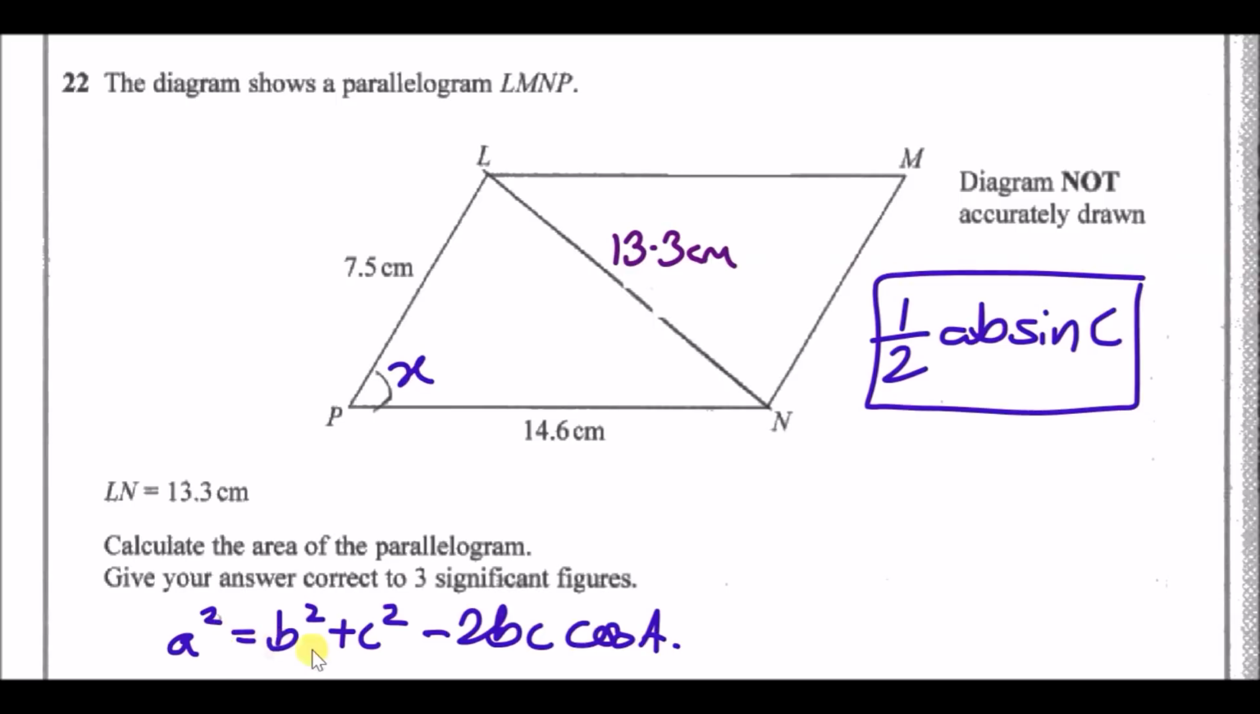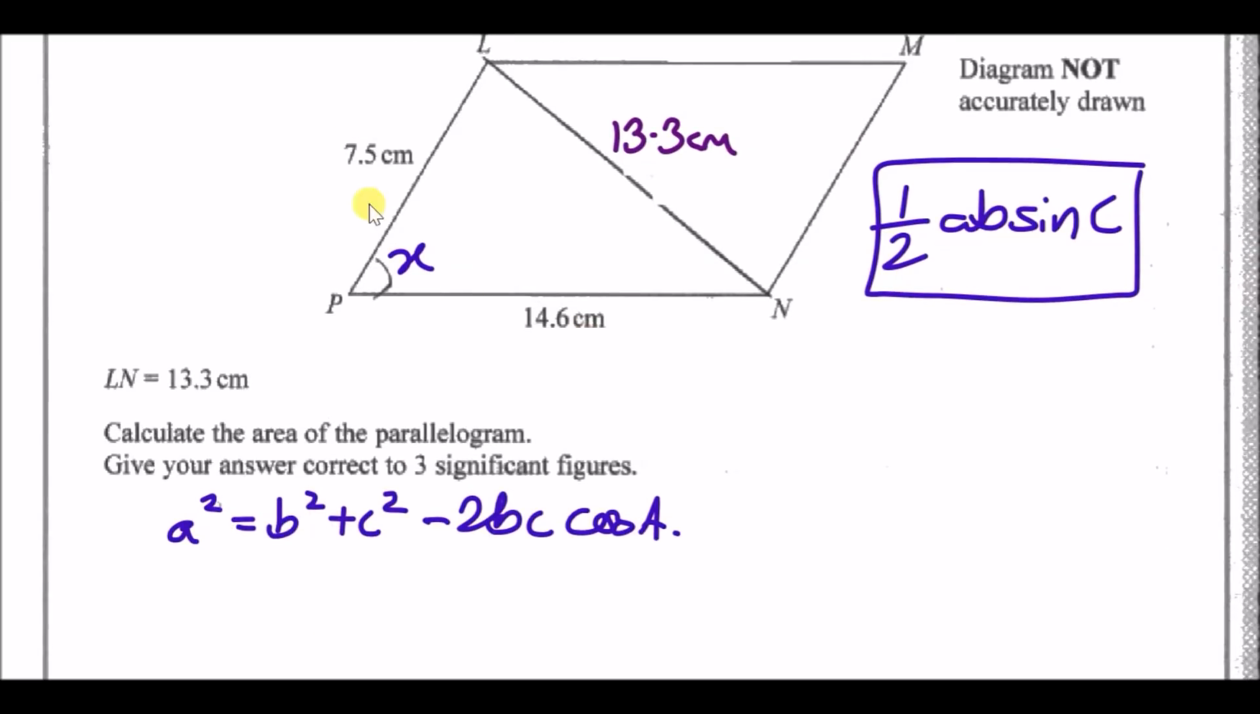So b and c are going to be the two side lengths like here. So this is b and this is c. Now capital A would be the angle, and this is the only angle we have, so it has to be here. And opposite the angle would be the little length a. So that's it. So we know our a is 13.3. We got our b's and c's, and we got angle capital A.